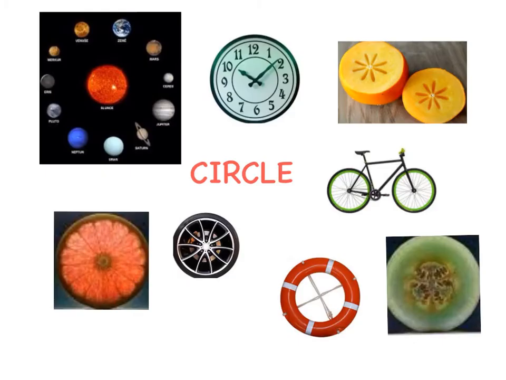Welcome everyone. In this video we will focus on the circle, the area of the circle and the perimeter of the circle. Here, as you can see, you have lots of examples from real life, and whenever you look, you can see circles. We have planets, the sun, the earth, fruits, wheels, a clock. So it's a really common shape.